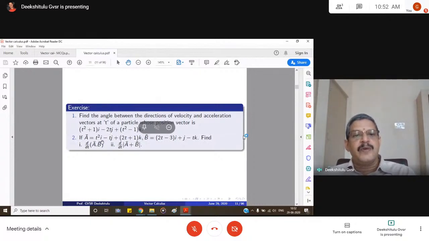A bar is equal to t square i minus t j plus (2t plus 1) k. B bar is equal to (2t minus 3) i minus j minus k. Find d by dt of A dot B, and d by dt of the magnitude of A plus B. For the first one, use the product rule. For the second one, we add A and B, then take the magnitude of A plus B, then take the derivative of this. Okay.